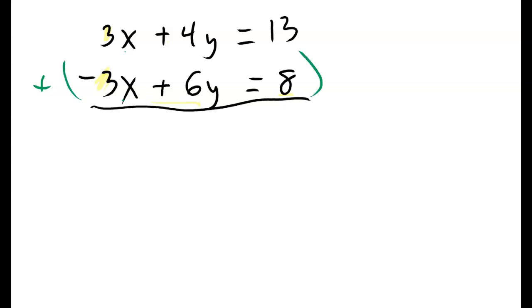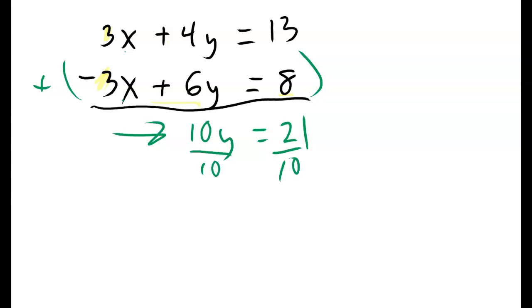4y plus 6y gives me 10y. 13 plus 8 gives me 21. So what I get here, I have to divide both sides. So I just solved, this is my new equation to solve, and that will answer half of my question. I get y equals 21 over 10.